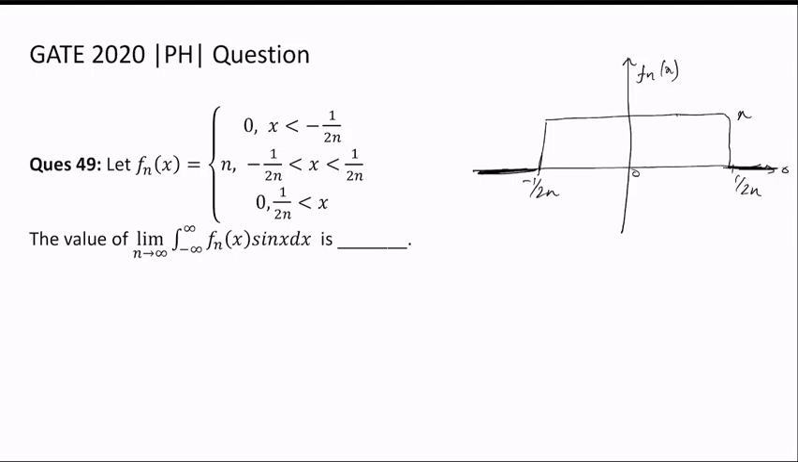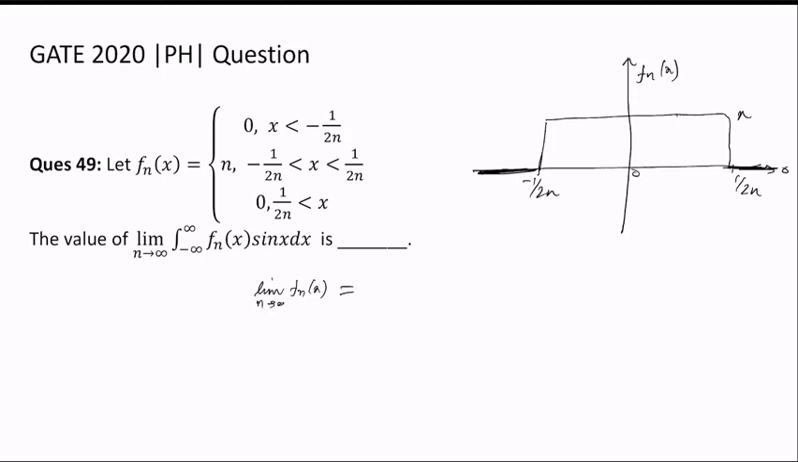Now in the question they have asked us to evaluate this limit n tending to infinity, integral minus infinity to infinity f_n(x) sine of x dx. So in order to solve this question, we have to use the concept of what will happen to this function when the limit n tends to infinity. So let us visualize this question by increasing the value of n.